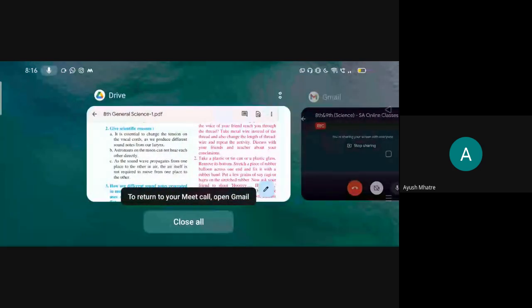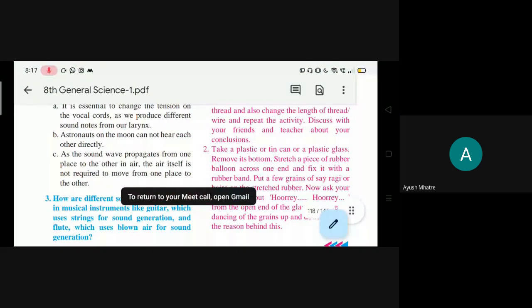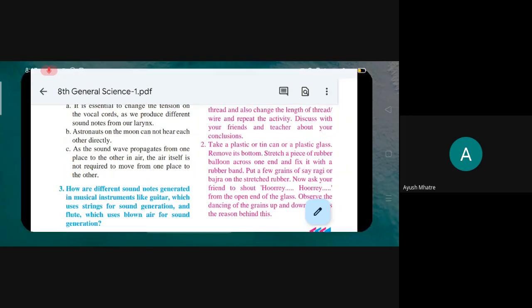Yes, because there is no medium. As the sound wave propagates from one place to the other in air, the air itself is not required to move from one place to the other.